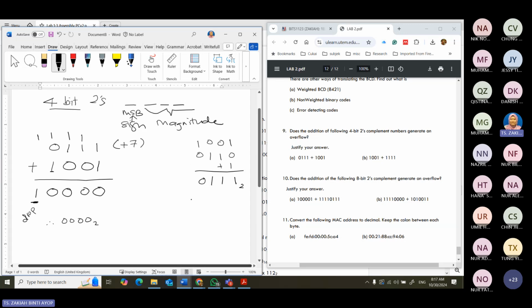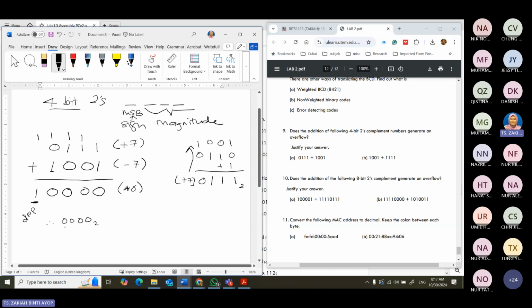Alright. So 0, 1, 1, 1 is a positive 7. So that means 1001, if we reverse the process, is actually a negative 7. So 7 plus negative 7, you will get a positive 0. Okay, it means that it's a 0.